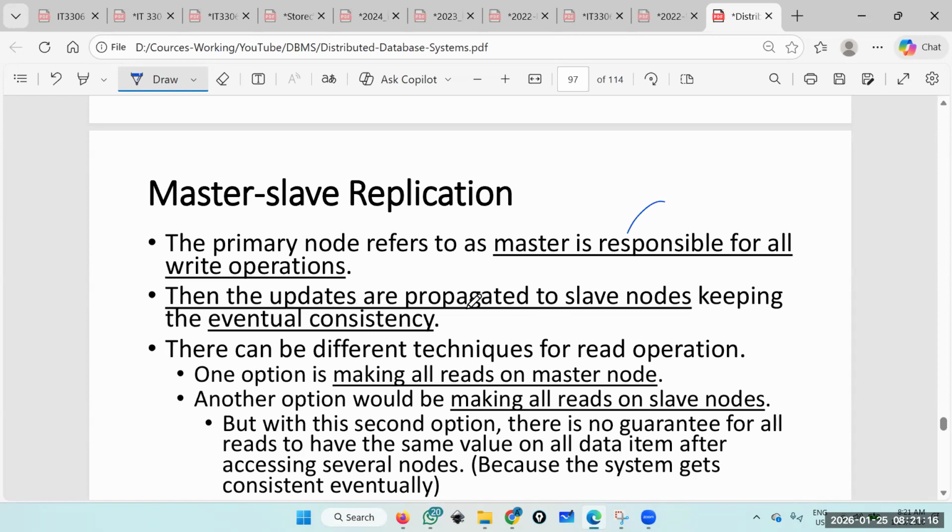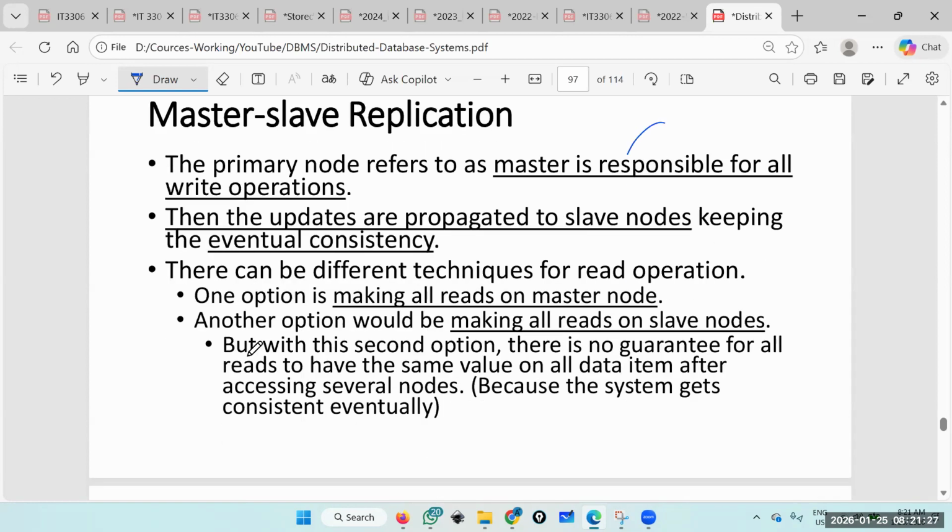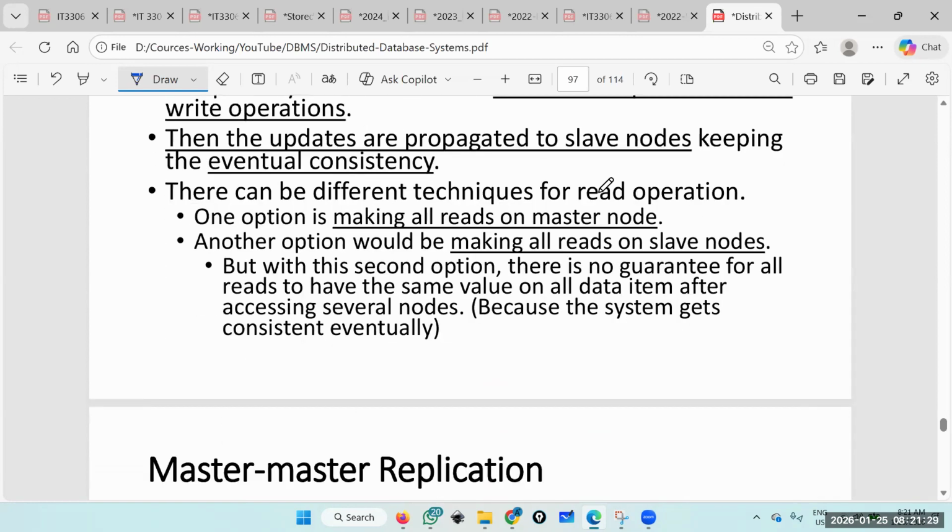Updates are propagated to slave nodes, keeping eventual consistency. Okay, right. So the read operations: usually the idea is to make all read operations only on slaves. Of course, if you make all read operations on the master also, then what is the need of slaves? So therefore, usually this is the approach.